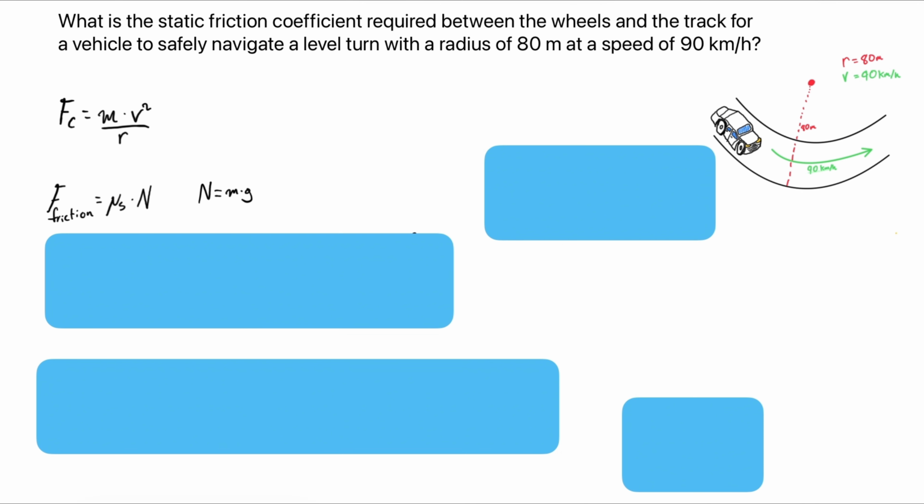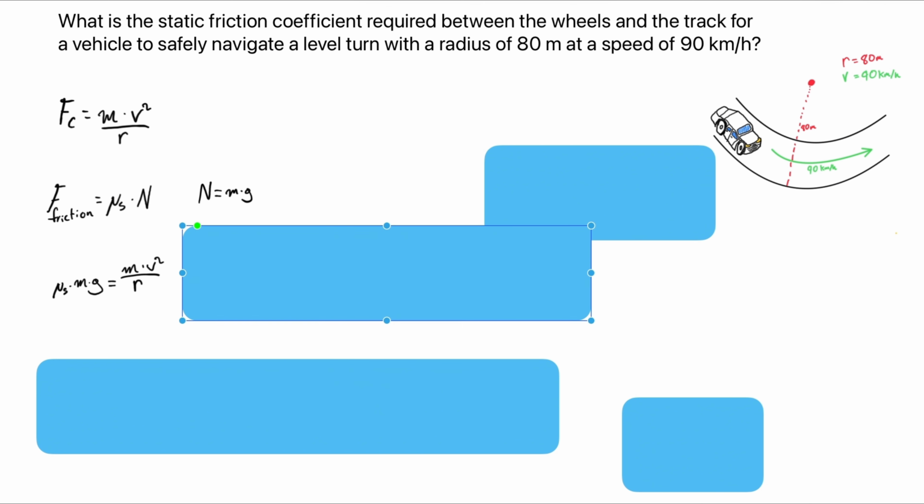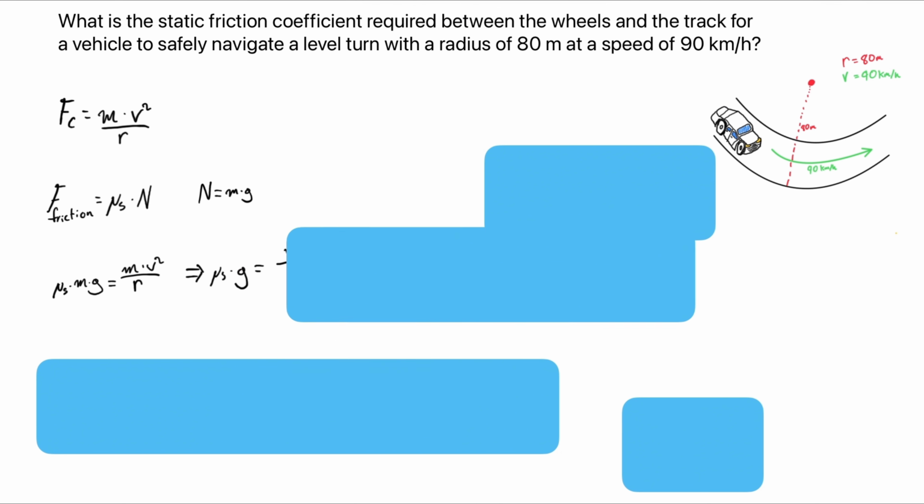For the car to just barely slip, the maximum static friction must be at least equal to the required centripetal force. So we'll set our two equations equal to each other, giving us the coefficient of static friction times the normal force, which we will rewrite as mass times gravity, is equal to the mass times velocity squared divided by the radius. We can then divide both sides by mass and cancel them out.